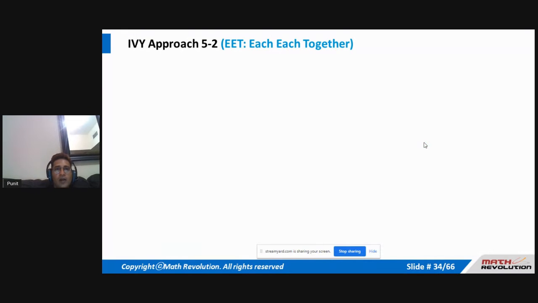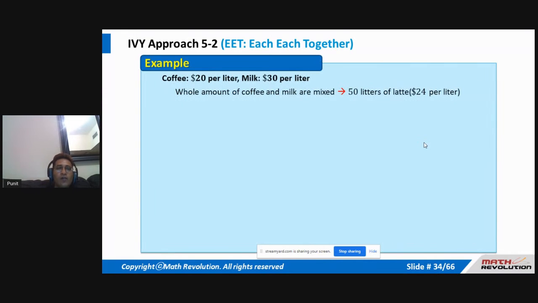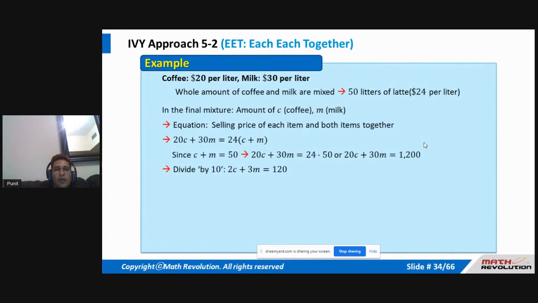All right, let's talk about the application. Let's see one more example. So we have a coffee which costs $20 per liter. Then we have milk, which costs $30 per liter. And when we mix up the whole amount of coffee and milk, we get $50. So we get 50 liters of latte.